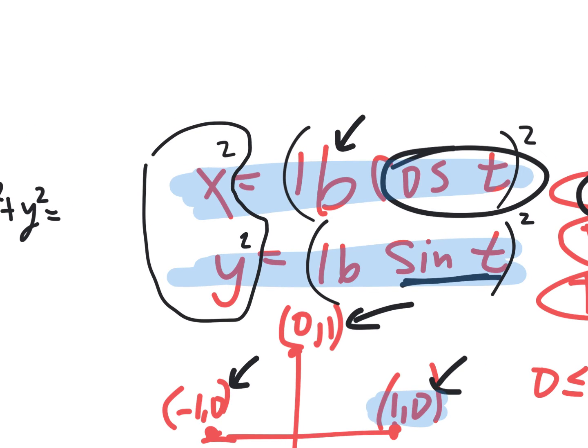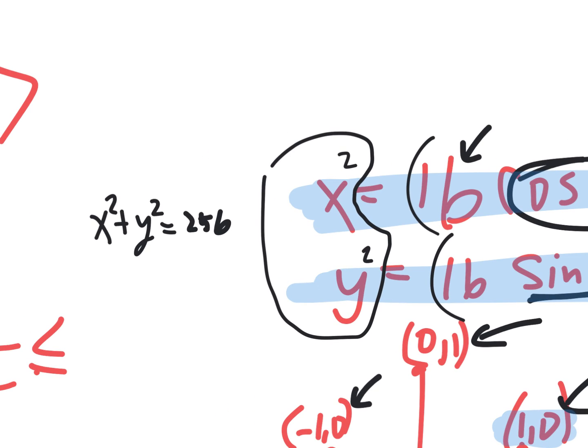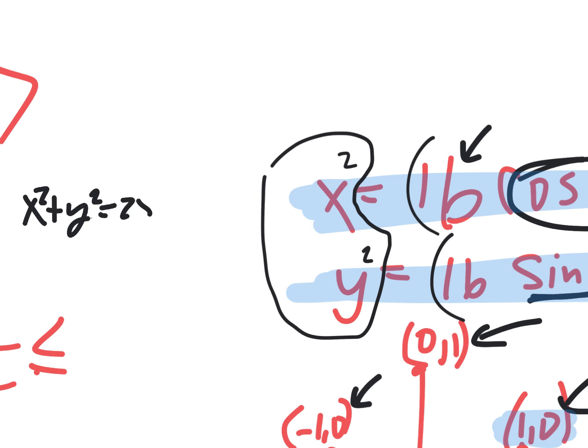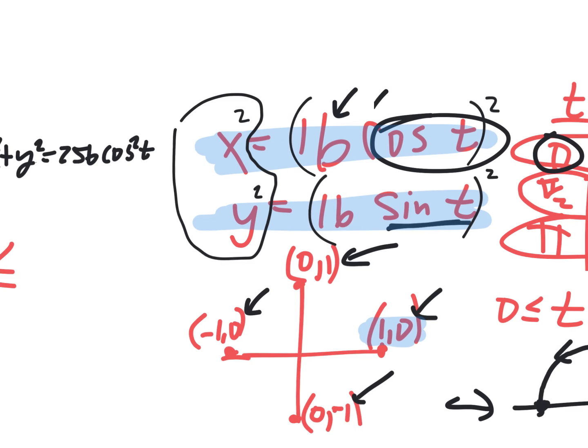I've got a calculator here. 16 times 16 is 256. So that's 256 cosine squared. I haven't left myself enough room to write. Gonna move this all over. X squared plus y squared equals 256 cosine t squared.